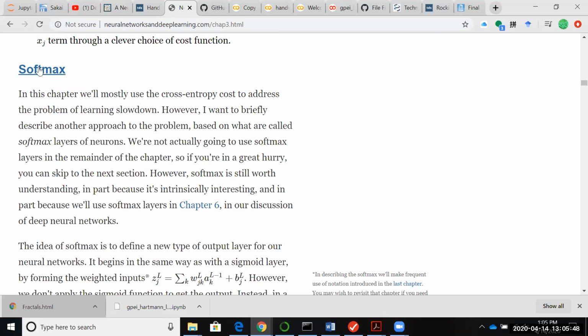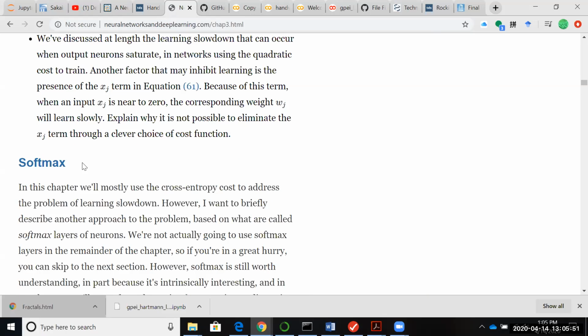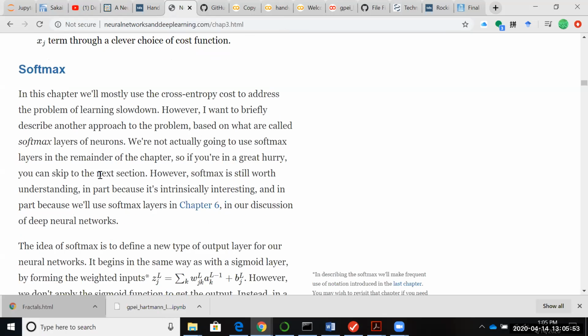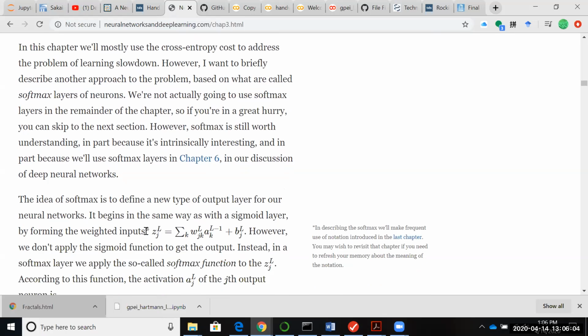This is the so-called softmax. The idea of softmax is to define a new type of output layer for our neural network, which begins in the same way as a usual neural network with a sigmoid layer by forming the weighted sum. So you calculate the weighted sum from the previous layer, and then you get A out of Z. However, we don't apply the sigmoid function to get the output.